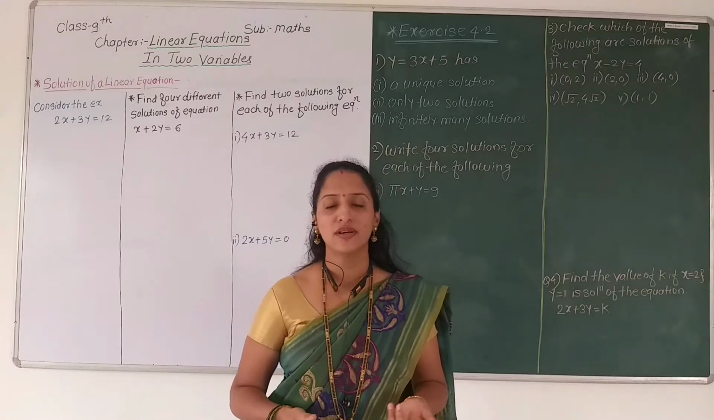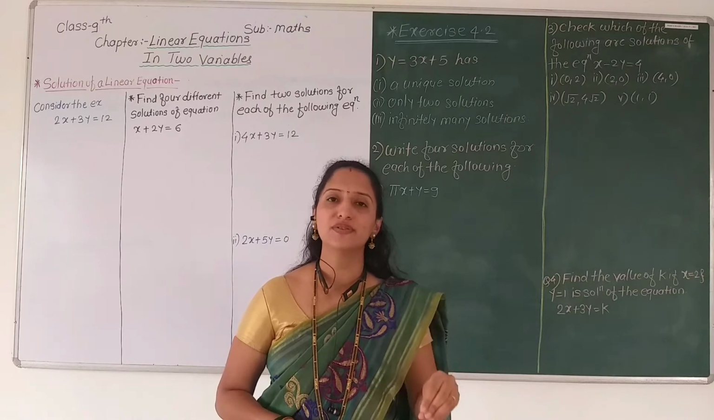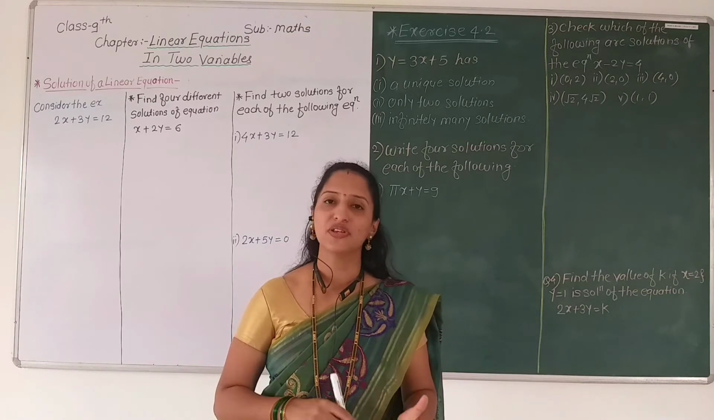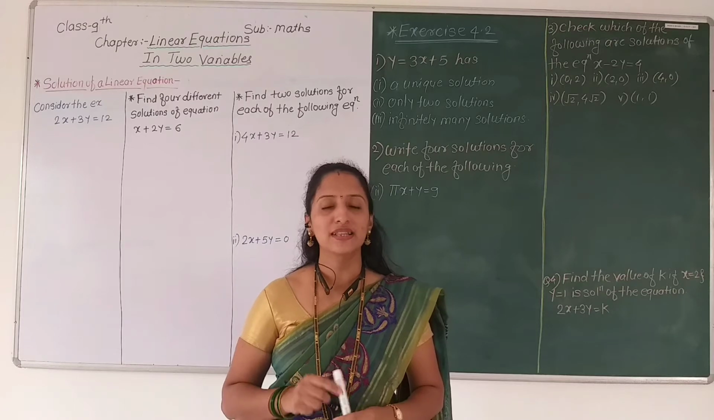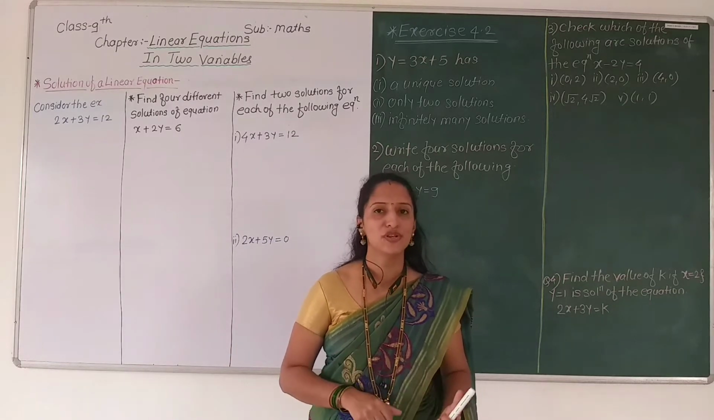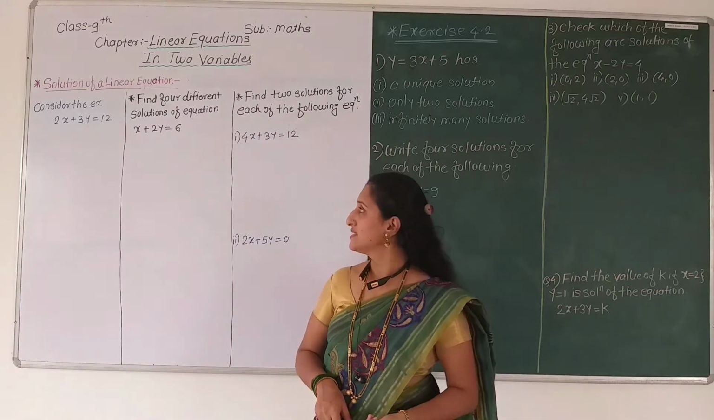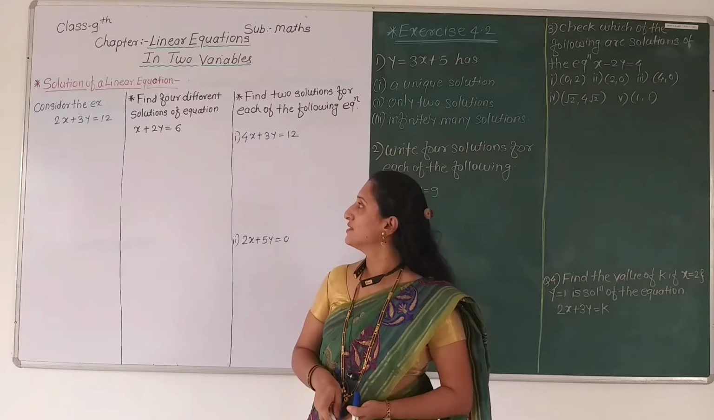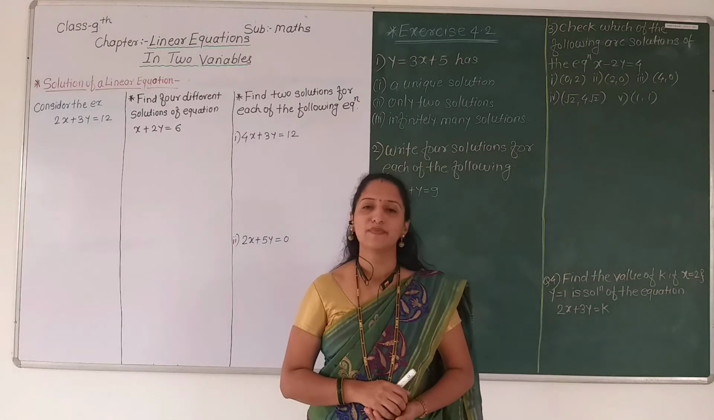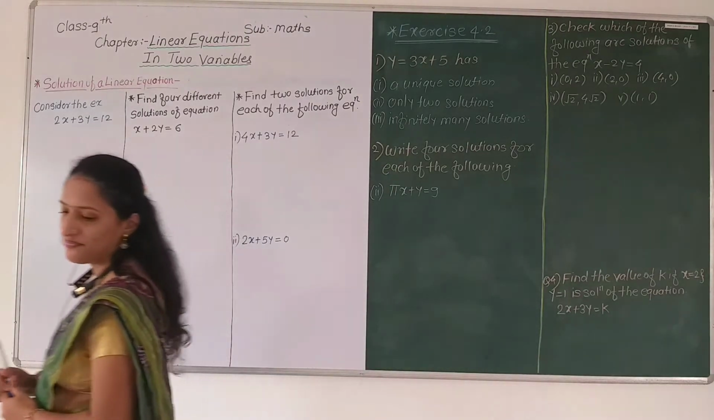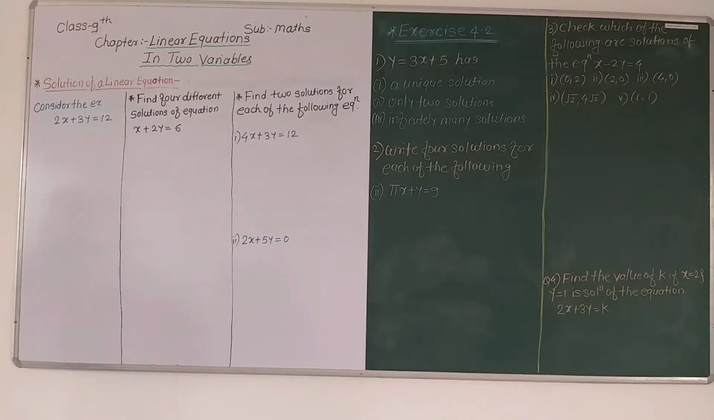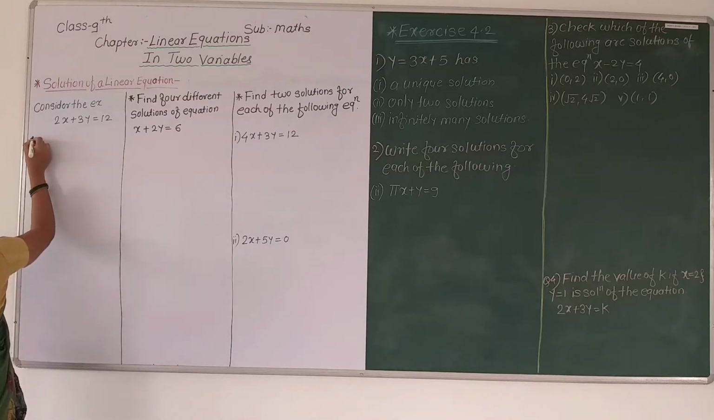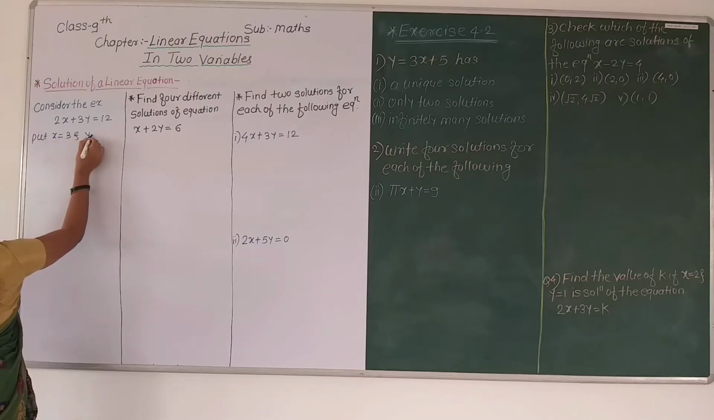Solution means what? If we substitute these values, the equation will be satisfied. Then these values are called solution of the equation. So let us find out solution for the equation 2x plus 3y is equal to 12. If I substitute x is equal to 3 and y is equal to 2 in this equation, let us see.